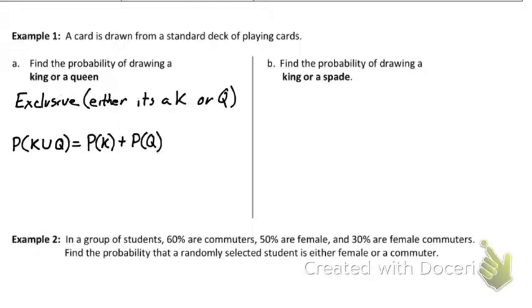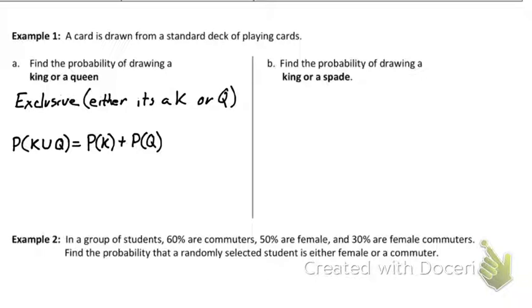Note, for mutually exclusive and inclusive, it's happening at the same time. So we don't have to worry about replacement. We don't have to worry about are we keeping it, because this is the same pull. What's the probability in one pull to get a king or a queen?